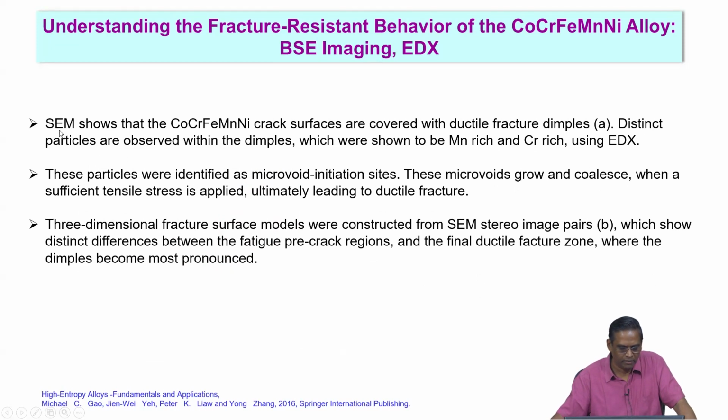And when we look at the fracture surface, the crack surfaces are covered with ductile fracture dimples, and distinct particles are observed within these dimples, which were shown to be manganese rich and chromium rich using EDX. These particles were identified as micro-void initiation sites. So wherever you have a second phase particle dispersed in the matrix, that interface is vulnerable to creating a void. This is the message you should get. These micro-voids grow and coalesce when sufficient tensile stress is applied, ultimately leading to ductile fracture.